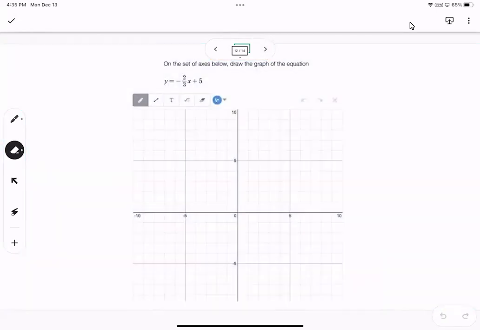Okay, let's take a look at the last two. So first we have this one here. On the set of axes below, draw the graph of the equation. So the first thing I want to look at is this equation right here.